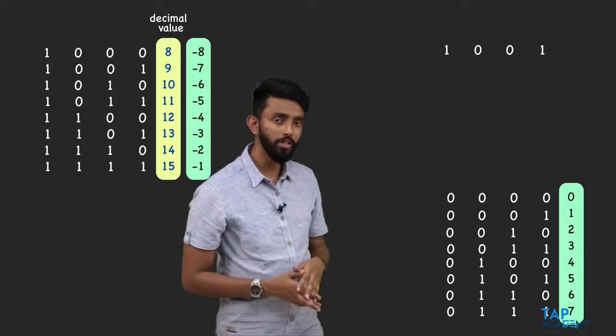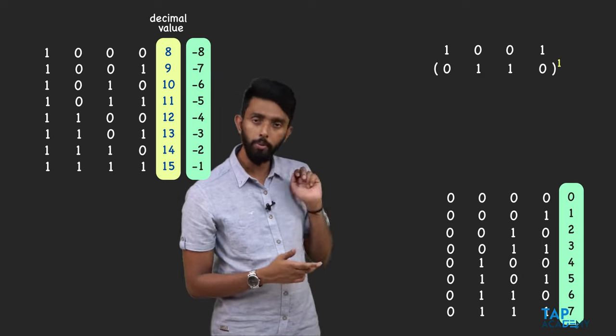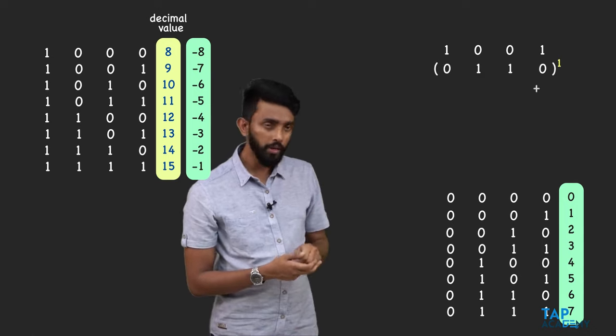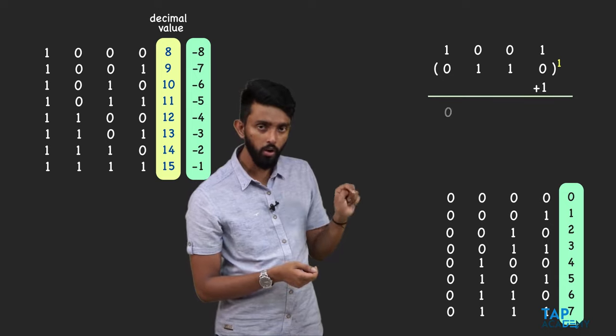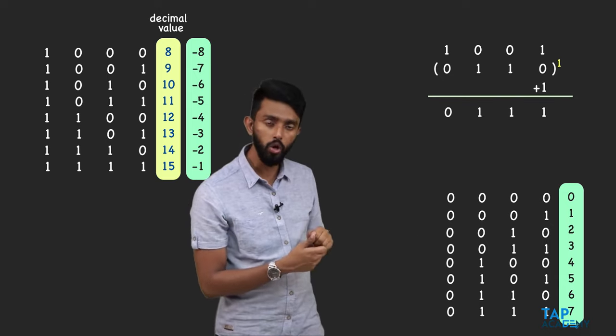How it works is, take 1's complement, flip the bits. If you flip the bits, this is how it will look. Take 2's complement, and if you do the arithmetic, you will get 0, 1, 1, 1. This is the 2's complement.